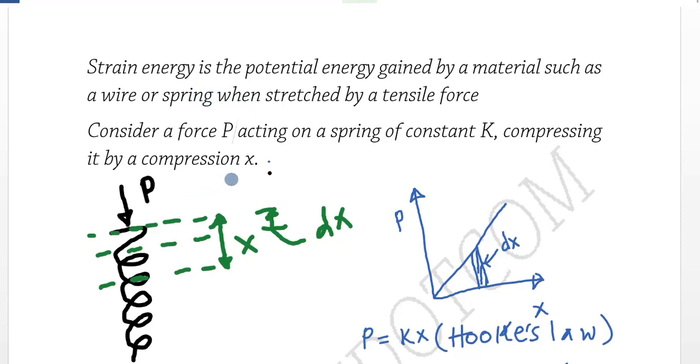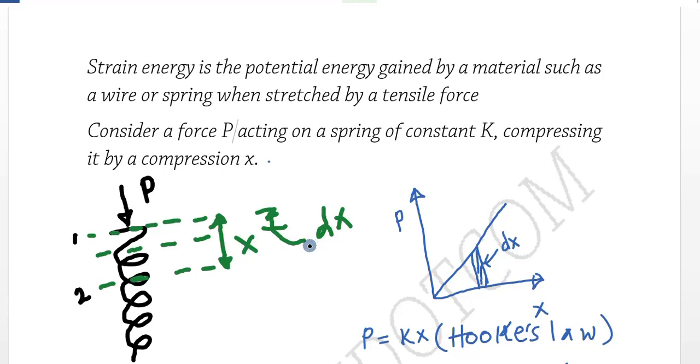Let us consider a force P acting on a spring of constant K, compressing it by a compression X. This is the spring that is going to be acted upon by force P that is going to compress it by compression X. If we consider points, for example 1 and 2, where that compression X is, then in the middle, let us consider a point that is going to be compressed by a smaller compression dx.